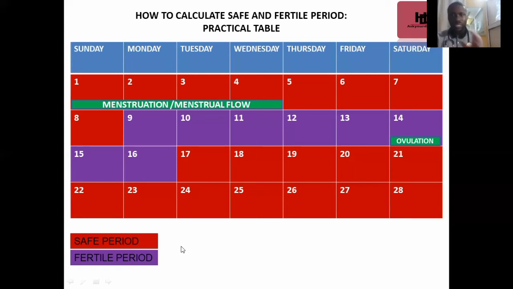So I hope this has been able to help you and clarify how to calculate your safe period and fertile period. I told you those factors to consider: the fact that sperm can stay in a woman for an average of at least 5 days before it dies. So you know that 5 days before your ovulation, you don't joke with it if you don't want to get pregnant. But if you want to get pregnant, 5 days before ovulation is quite a wonderful time going forward to be having sexual intercourse, and even down to a day after.